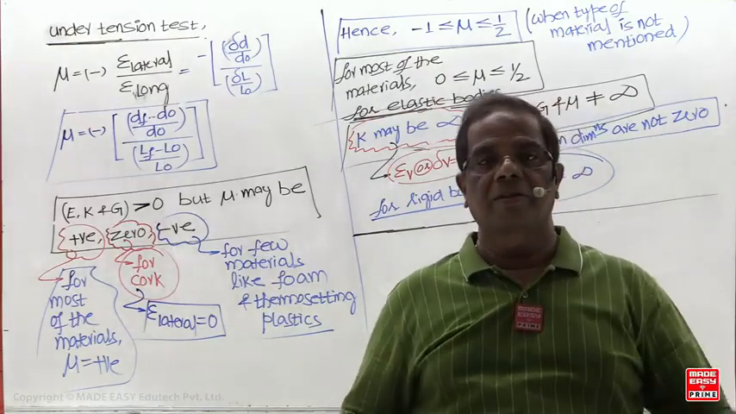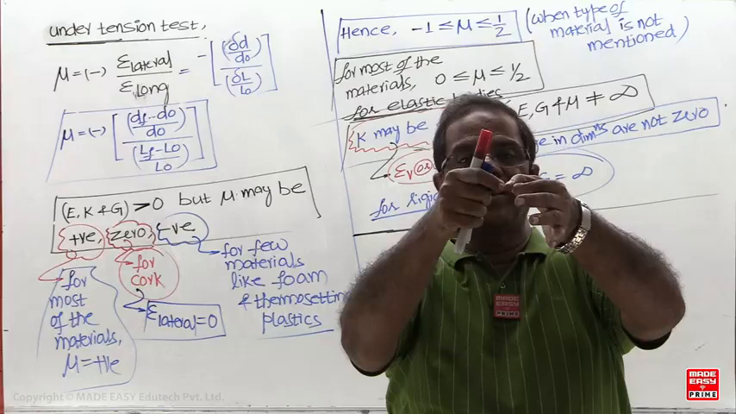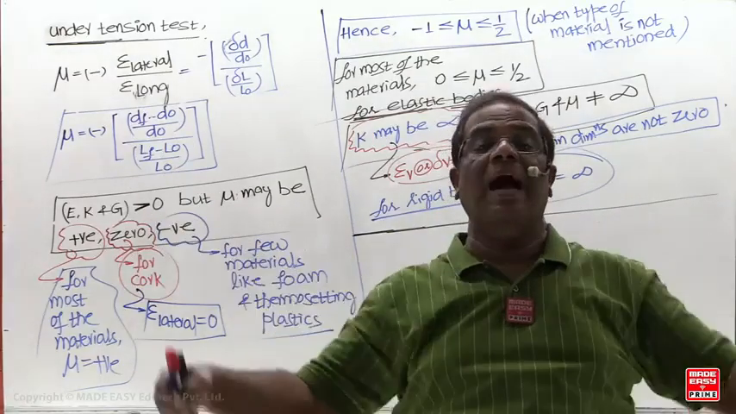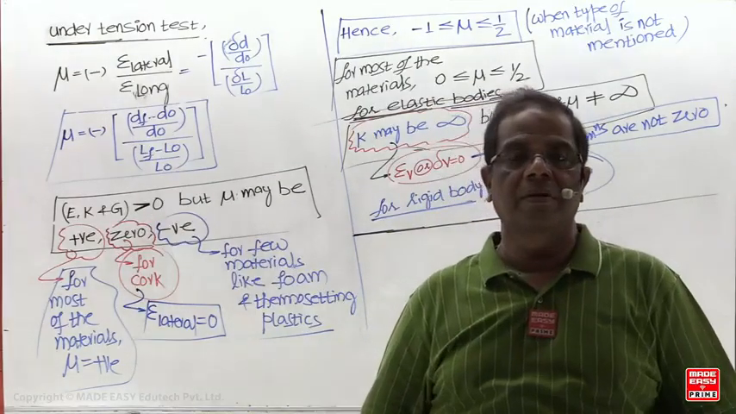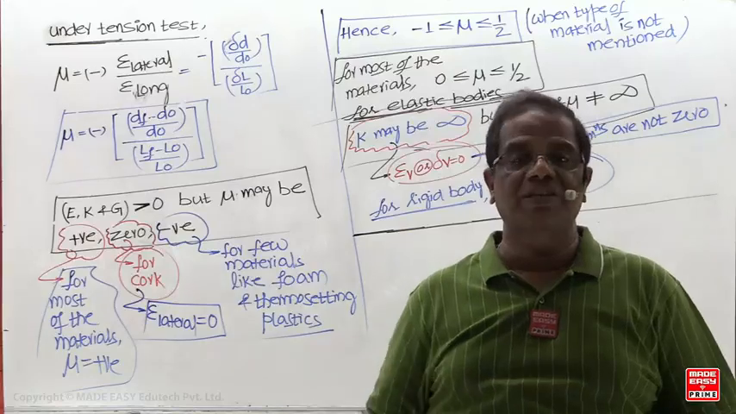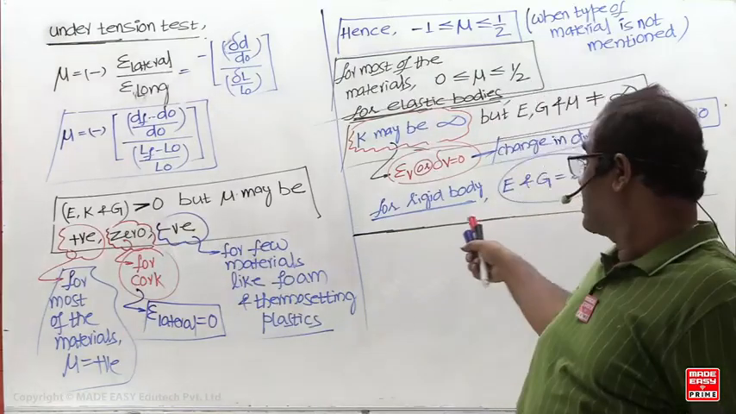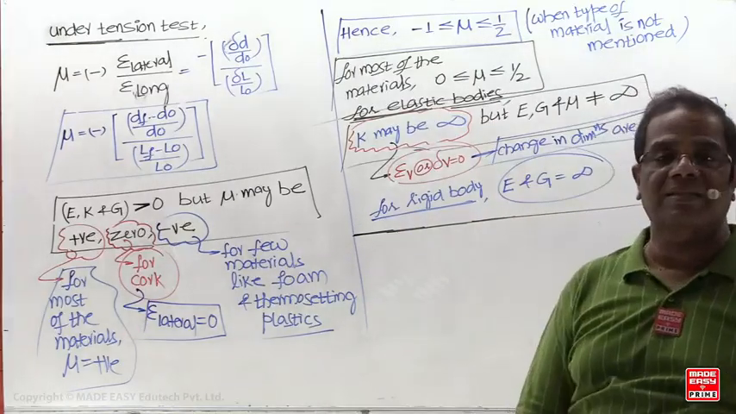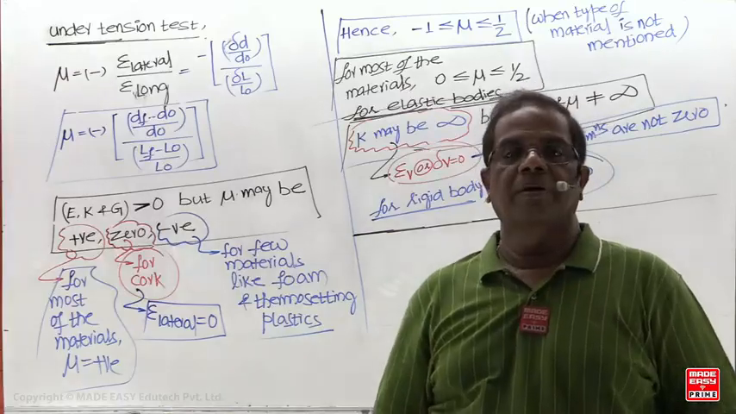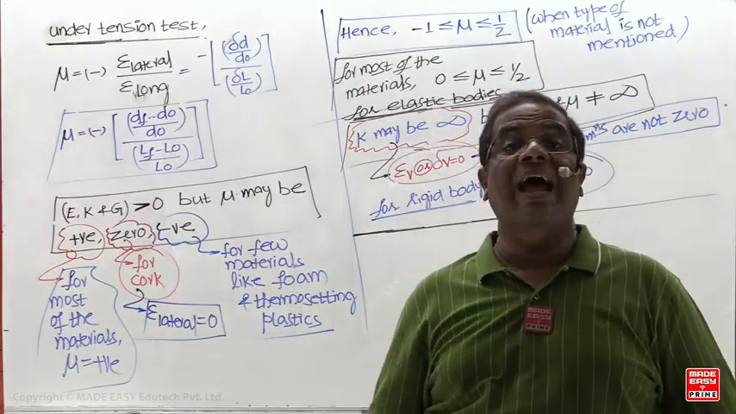alike in nature. So when mu is negative, length increases, and depth and diameter also increase. This is hard to imagine, but it is possible only in the case of foam as well as thermosetting plastics. That's why they are called anti-rubber.